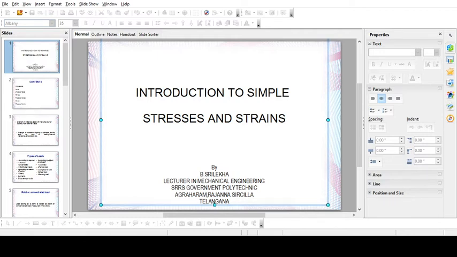So sigma T equals PT by A. If you are taking a body and pulling it away from each other along its axis, its length will increase. If the length is increasing, its area of cross section will decrease. Now this load by area will give you the tensile stress.